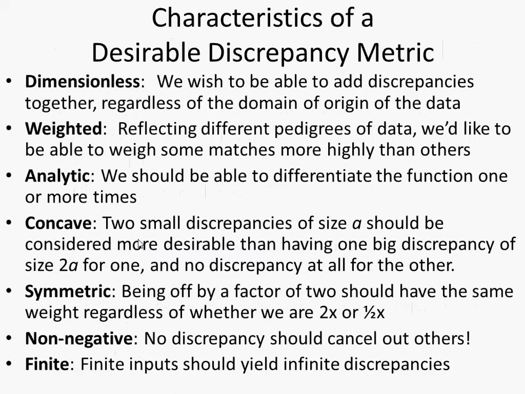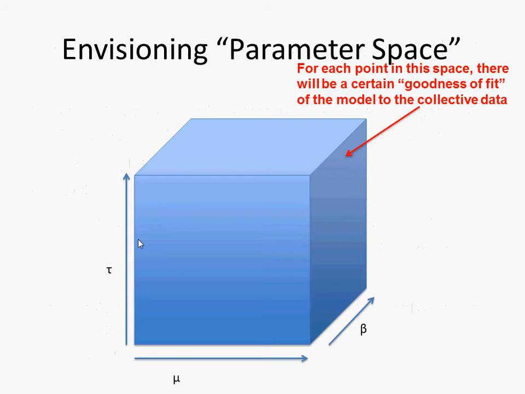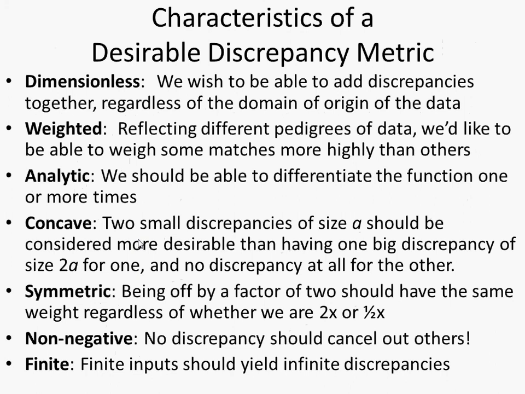And the reason is, generally, you want to arrive at a single number for the discrepancy for a particular set of parameter values. For a particular point within this space, you want to be able to say the average discrepancy, say, is X. Okay? And in order to do that, you may have to add up discrepancies across dollars and across people. In order to add those together, they have to be dimensionless. So you won't be adding dollars to people.